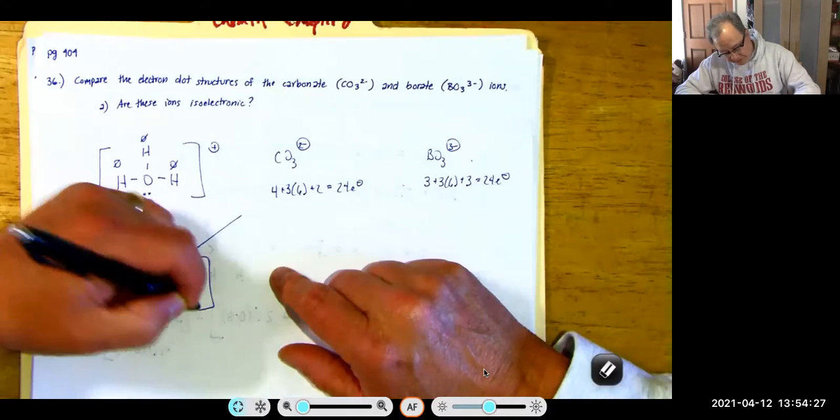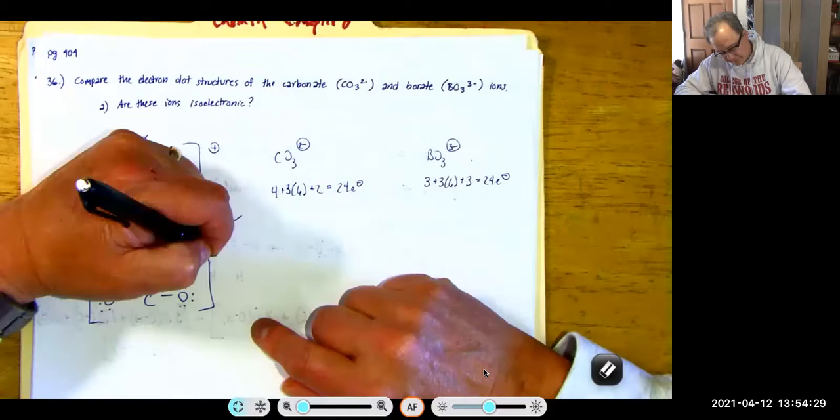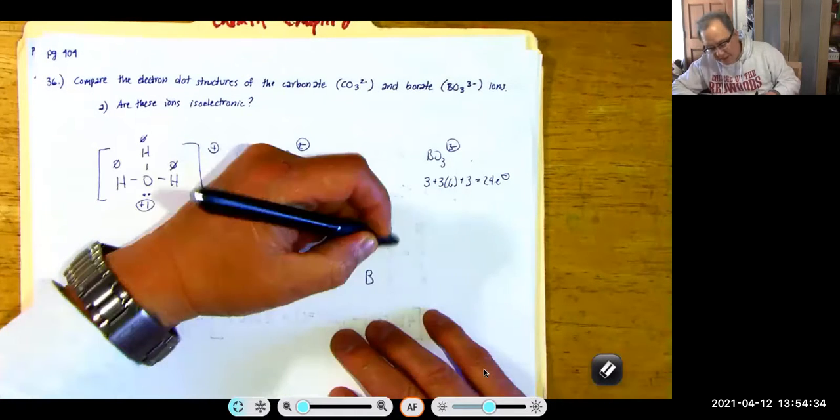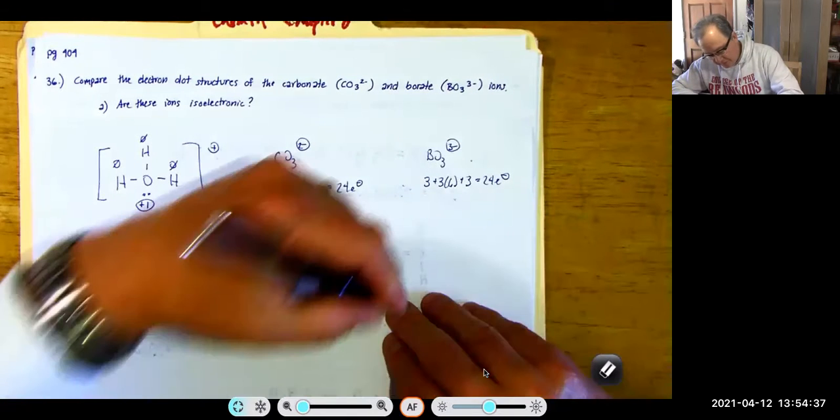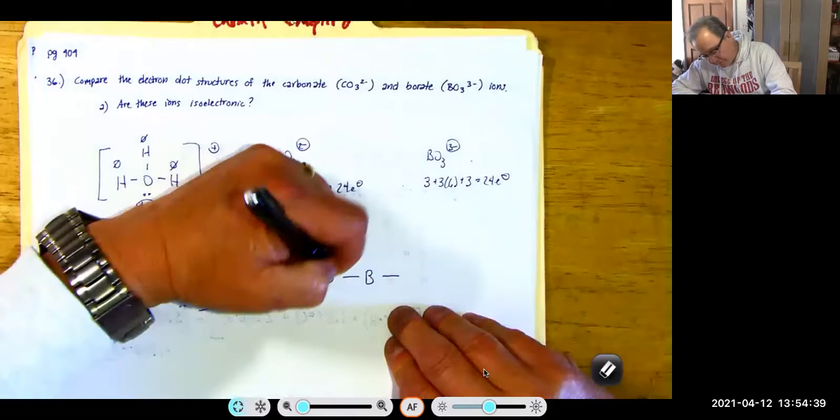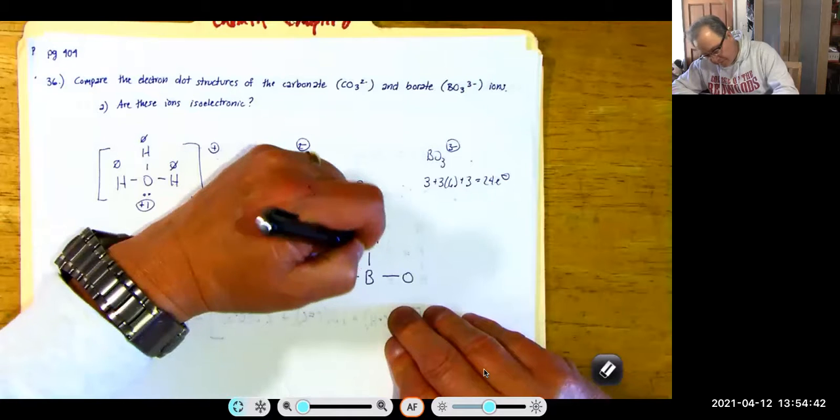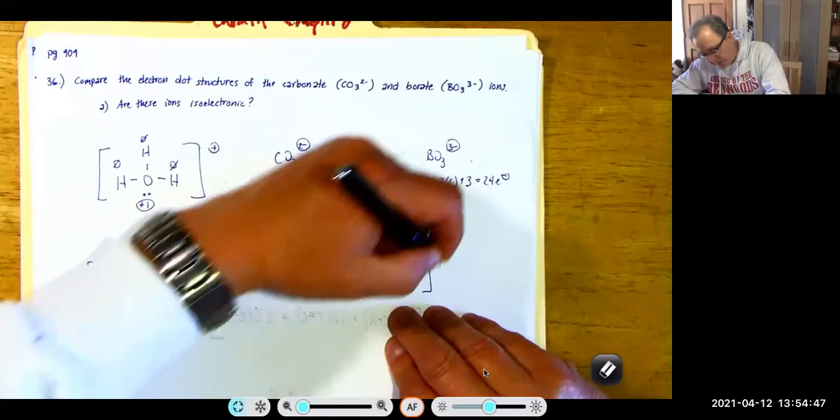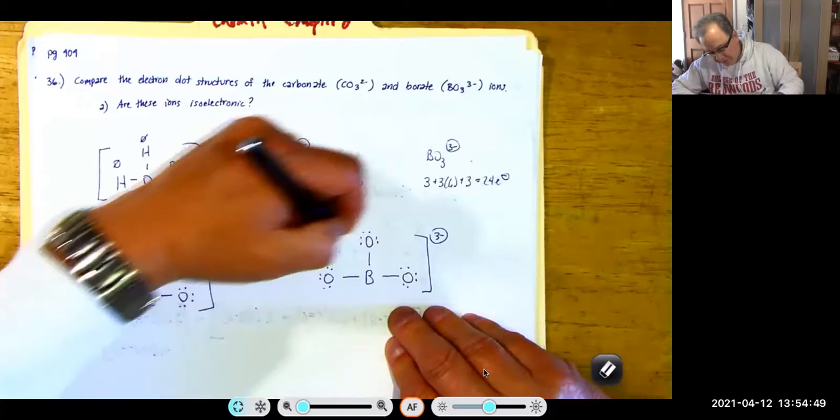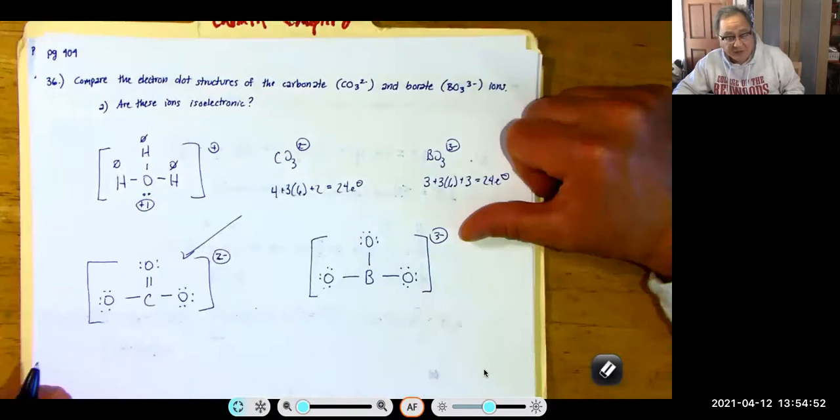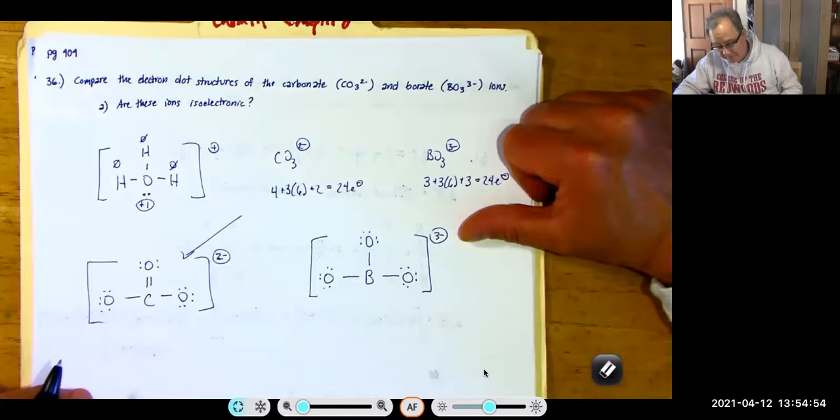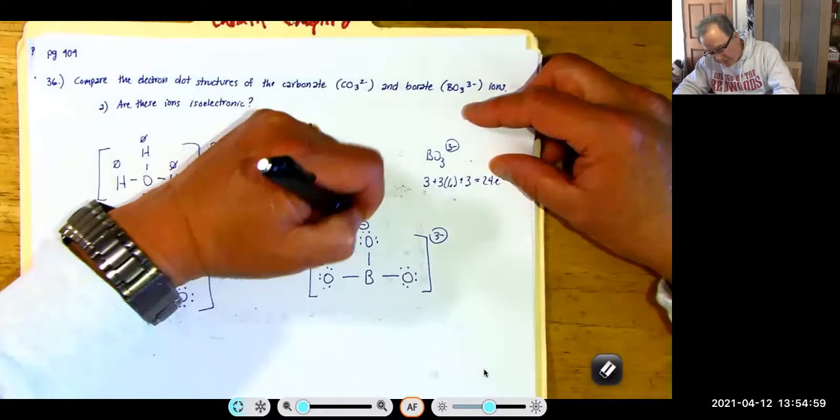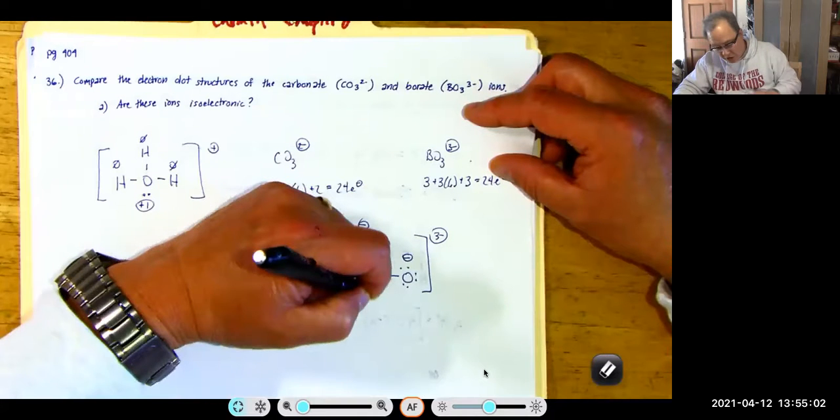24 electrons. And here's what BO3 looks like. Now, the reason I'm drawing it this way is because boron can make 3 bonds, and we know that, right? Here, we've got a -1, -1, -1, and a 0 formal charge.